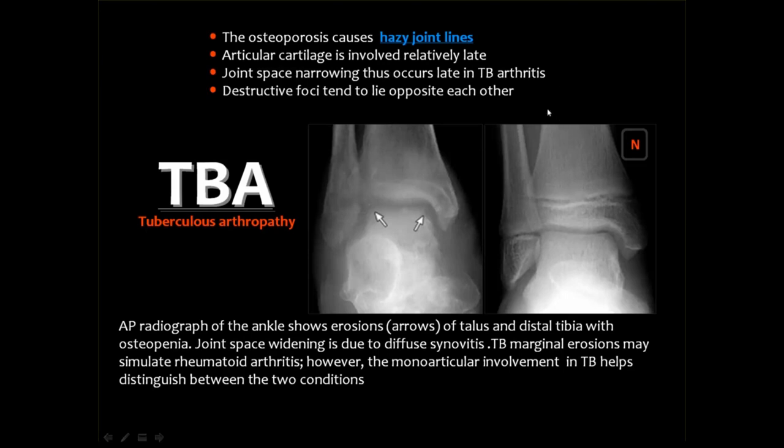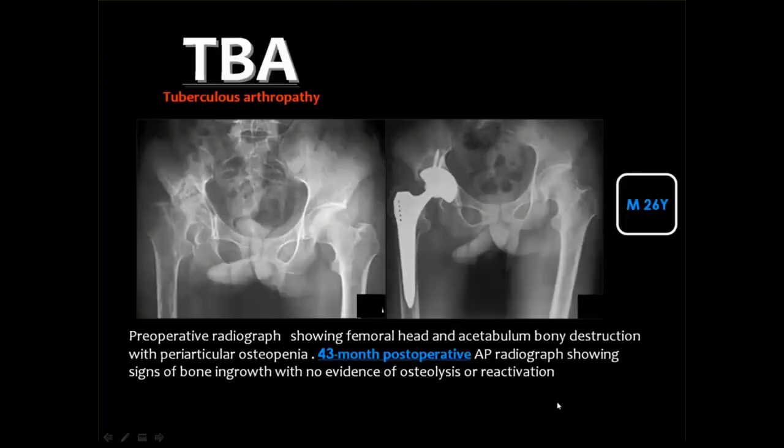And if you look here, there are considerable destructive changes in the hip joint, and after total hip replacement, you get appreciable healing of the iliac bone lesion and some new bone formation around the prosthesis.